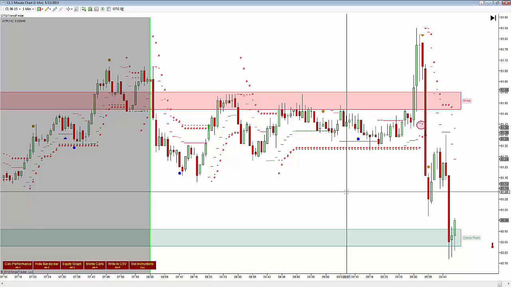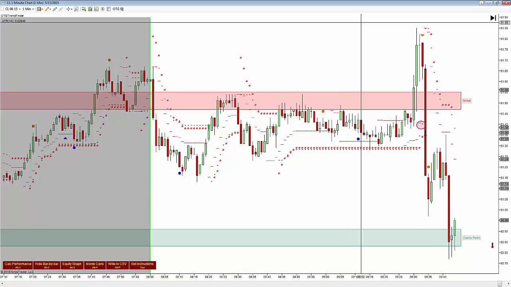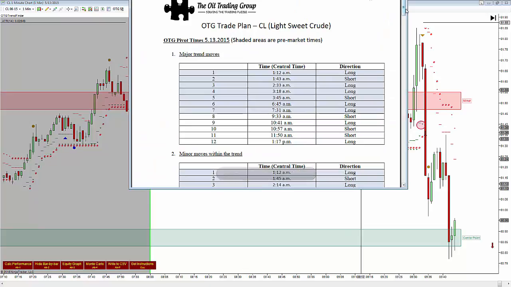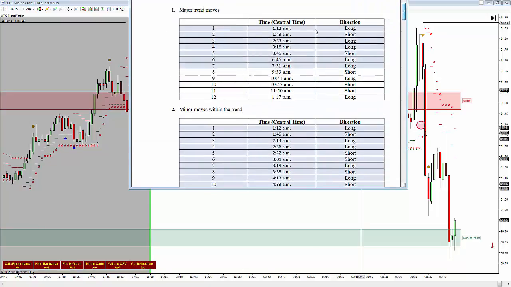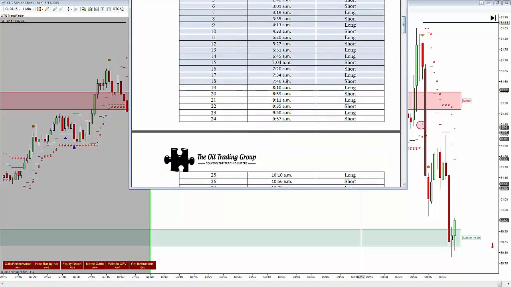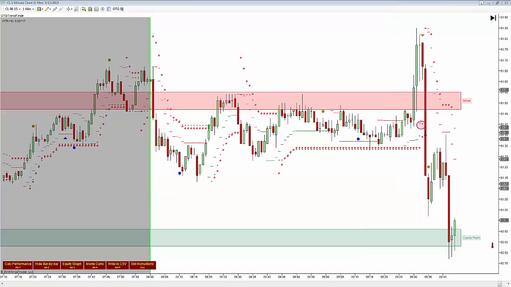But what I'm going to do here on this chart is mark up every single trade that was listed here on your trade plan during the regular trading hours. We're not going to spend any time talking about those that were pre-market hours, but we're going to talk about those that were during the regular trading hours here on the CL.